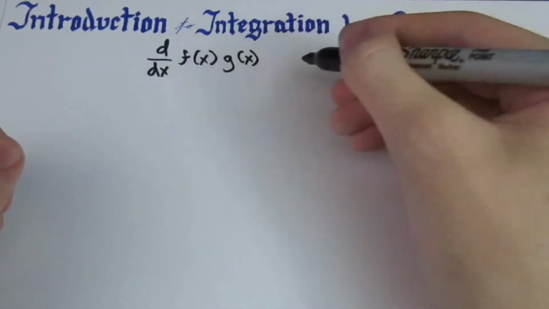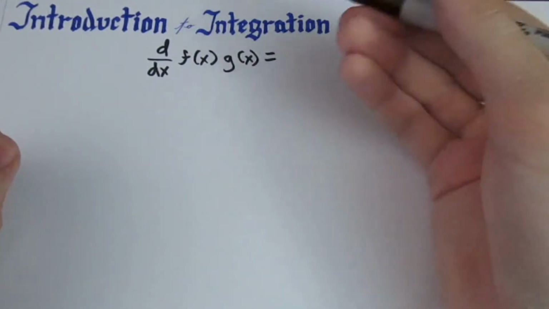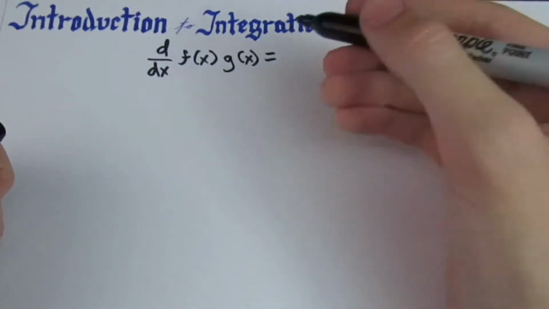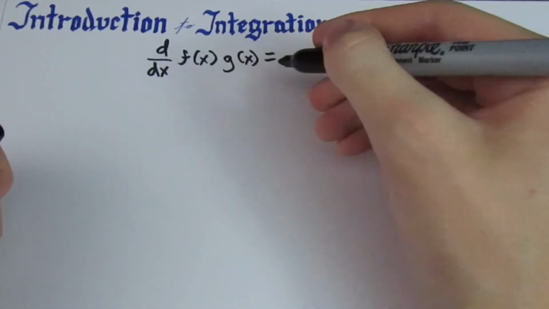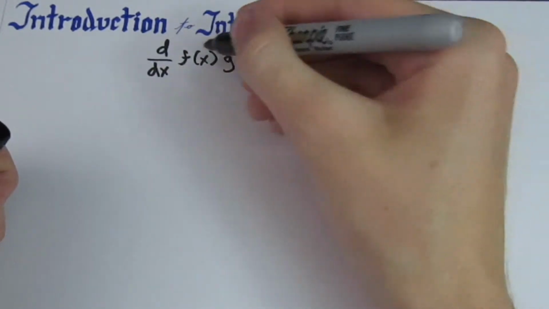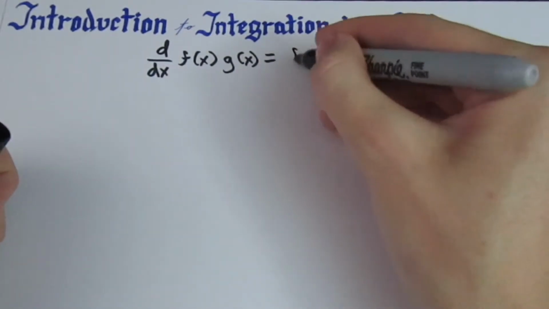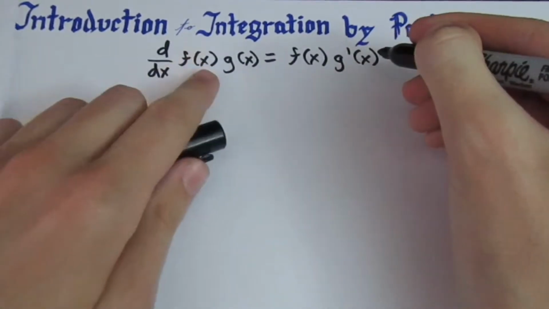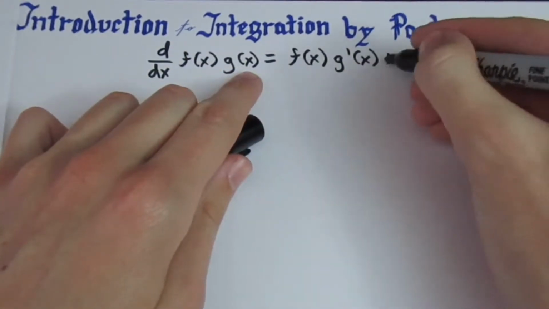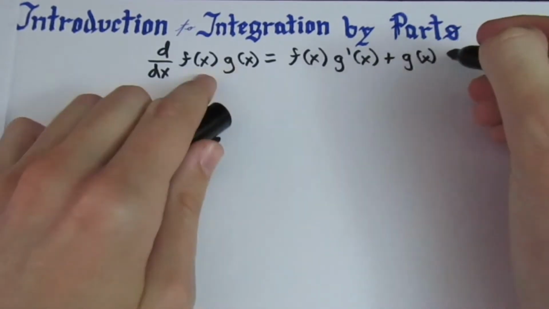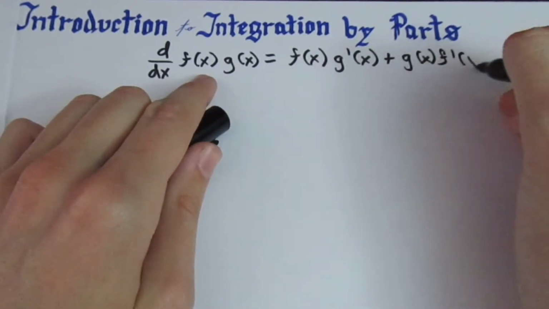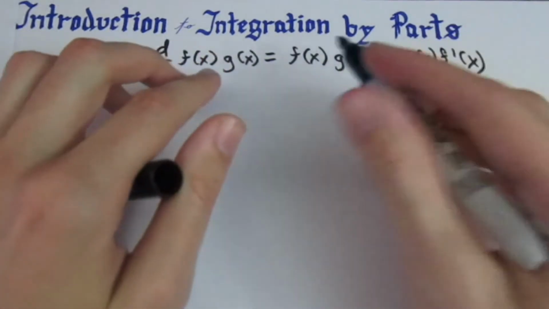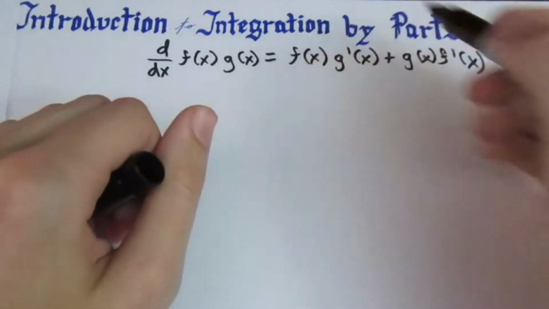Okay, now that's just the product rule, and the mnemonic that I learned could be different for a couple of you out there. I'm going to assume that you know this already, but the derivative of two functions would be the first times the derivative of the second, plus the second times the derivative of the first.